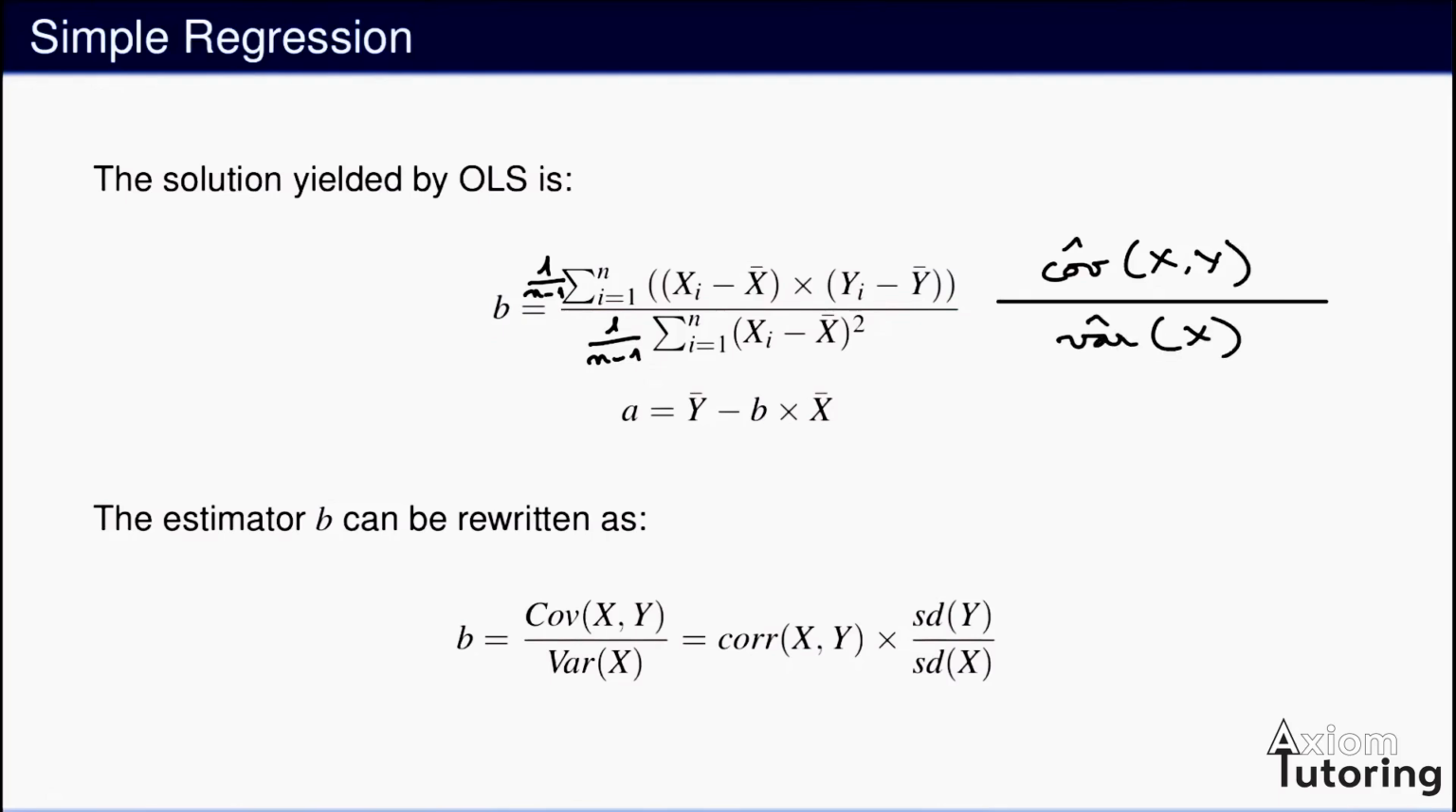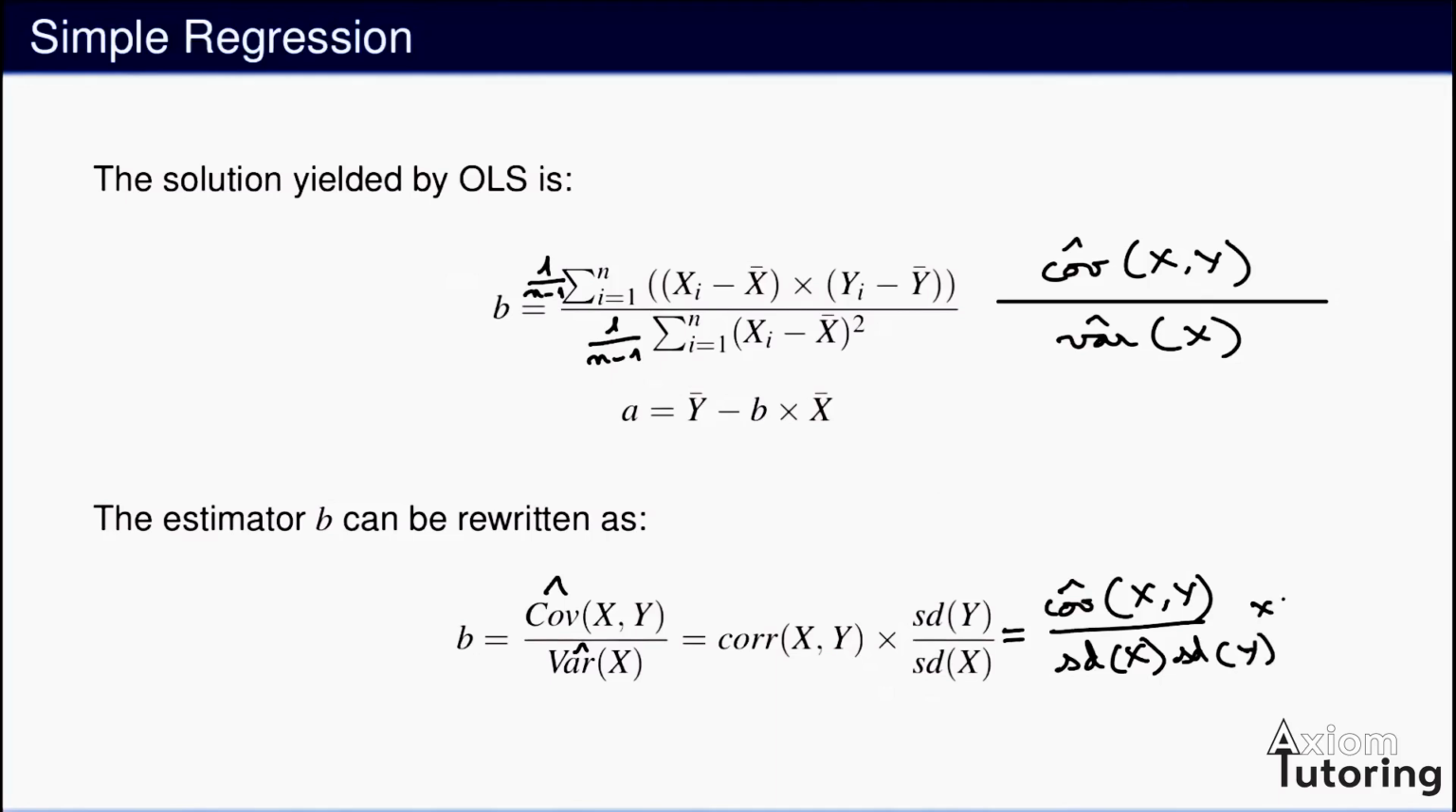So another way in which we can express our estimator b is as the sample covariance between x and y divided by the sample variance of x, which is related to the correlation, but it's not exactly the correlation. It's the correlation between x and y times the standard deviation of y divided by the standard deviation of x. And this is actually relatively easy to prove because the correlation between x and y is equal to the covariance between x and y divided by the standard deviation of x times the standard deviation of y.